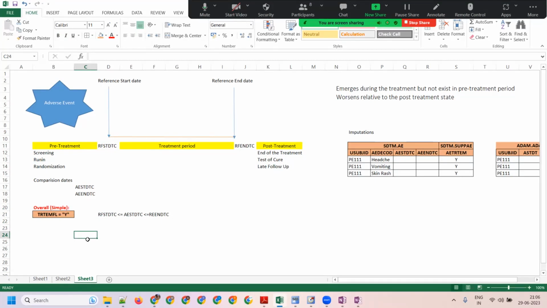Number one. Number two, any adverse event occurring again and again, AE occurrence is equal to yes. That is, it happened in my pre-treatment period, but it became worse in the treatment period. The severity got increased. Still, I can consider that particular event as a treatment emergent adverse event. This is in a nutshell.